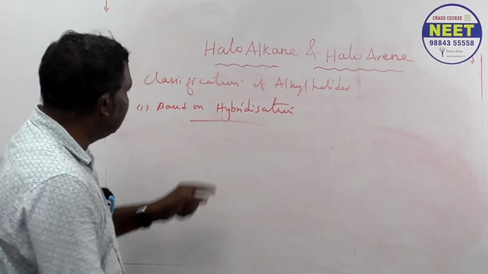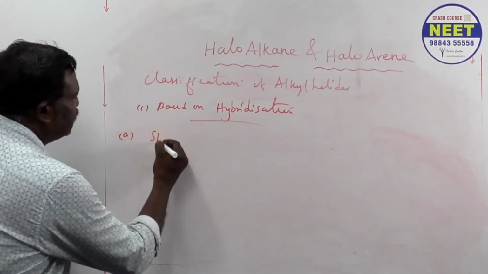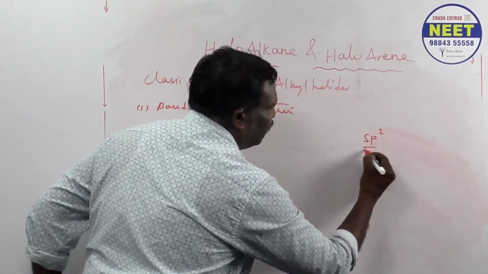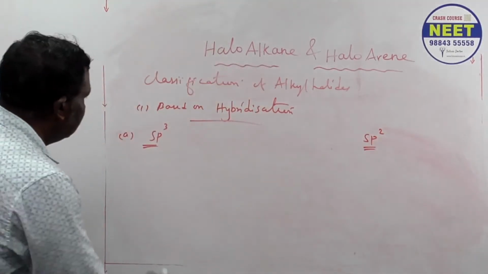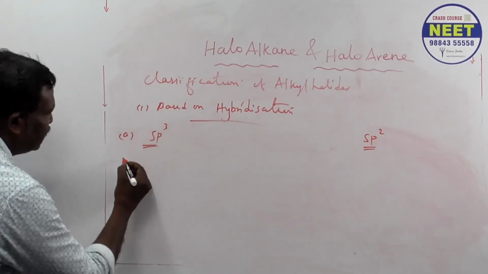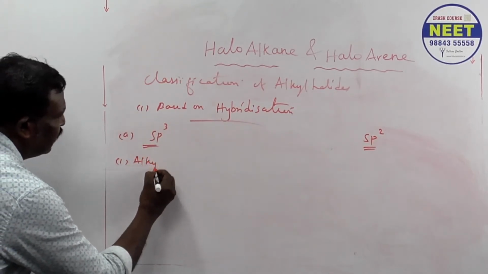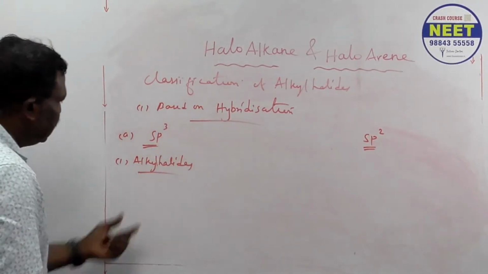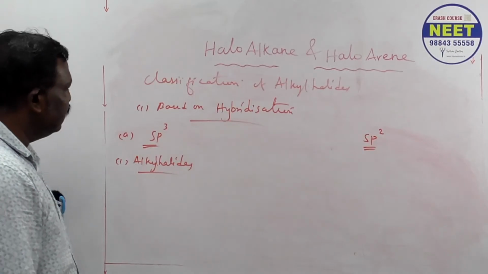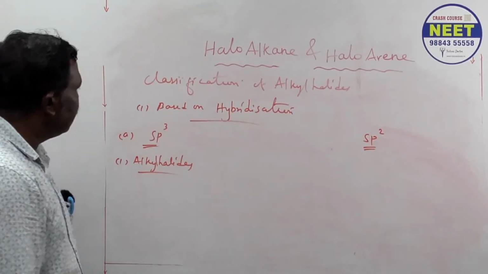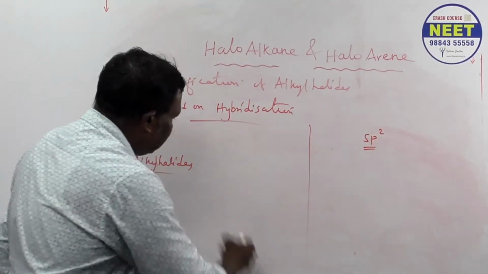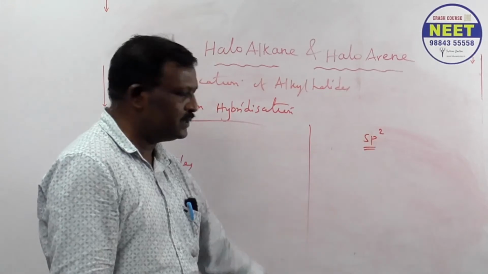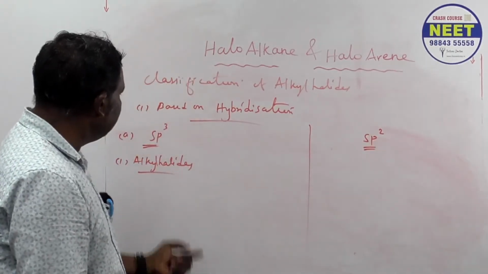Here again, based on sp3, we have three classifications. Based on sp2, we have two classifications. So here sp3 means the first one is alkyl halide. Just put the heading. I'll give the definition to you. Are you following? Based on sp3, we have three kinds, and based on sp2, we have two kinds. Two types. Simple one.